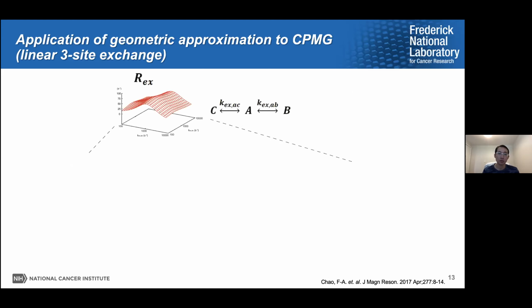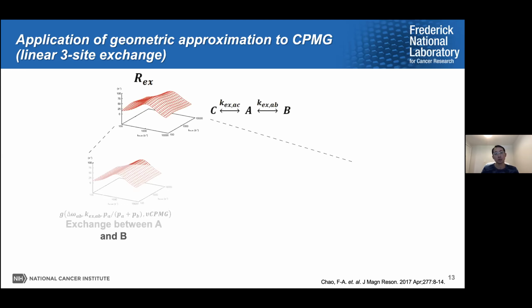exchange model. In this case, it's the linear three-site exchange model. In this case, we can see the dimensionality will be large, and the library you need to build will grow exponentially. But how can you build a library which is small enough so your personal computer will not blow up?